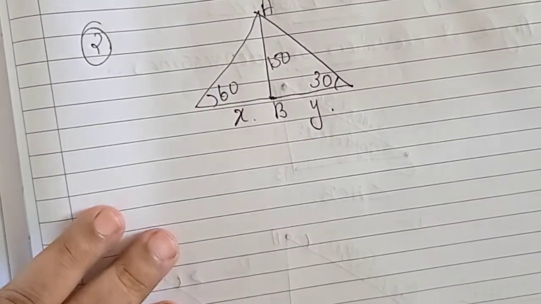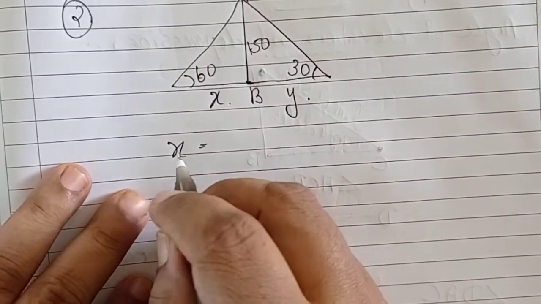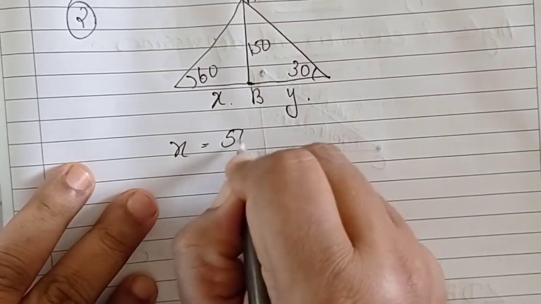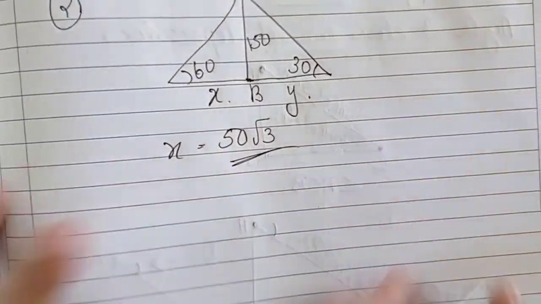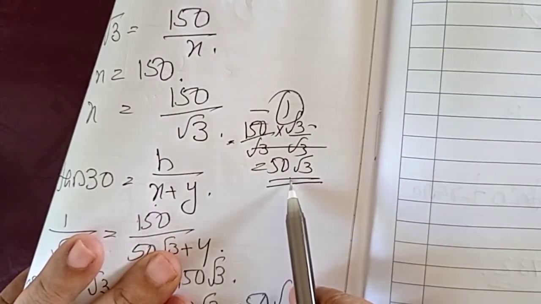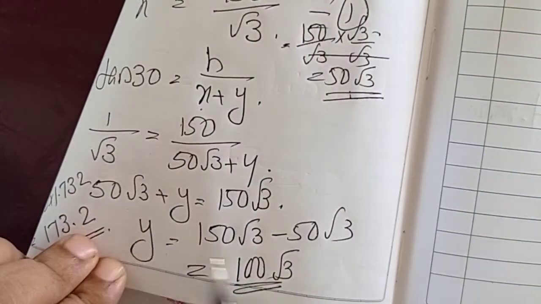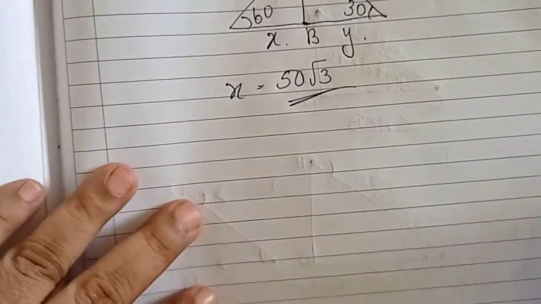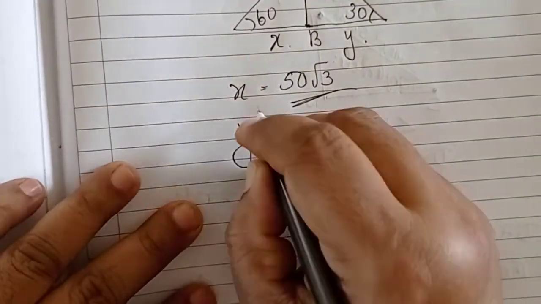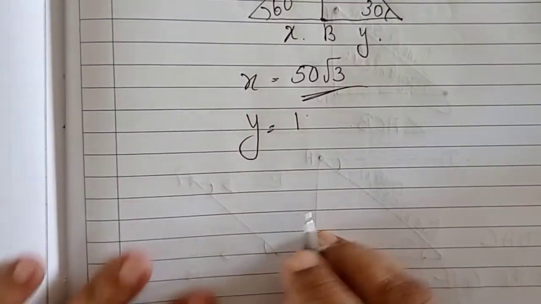What is your x answer? Can you say what is your x answer? X is, say the answer, 50 root 3. Check the previous step. What is x equal to? All of you look here. X equals 50 root 3. And what is your y? Y means 100 root 3 if they are on the opposite side, isn't it?